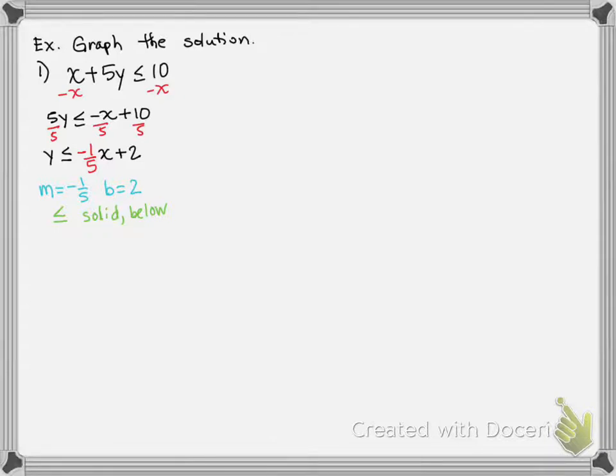So I'm going to go ahead and get my axes in. X marked, Y marked, 2, 3, 4, 5. That should be good.